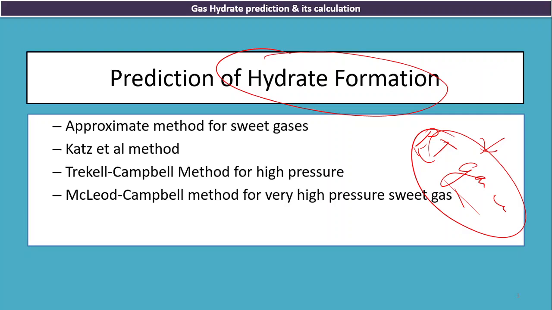So that's why we have different methods. For example, one method is the approximate method for sweet gases. The second method is the Katz et al. method. Third is the Trekell-Campbell method for high pressure, and the next method is the McLeod-Campbell method for very high pressure sweet gases. So we are going to discuss these four different methods which are used for the prediction of hydrate formation.